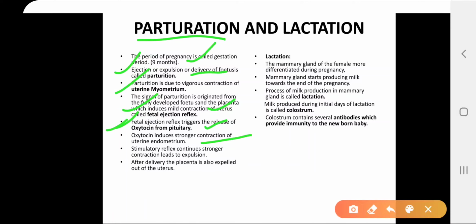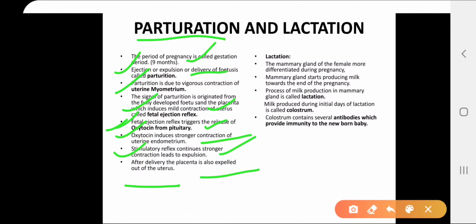Oxytocin induces stronger contraction of the uterine wall. The stimulatory reflex continues, and stronger contraction leads to expulsion. After delivery, the placenta is also expelled from the uterus.